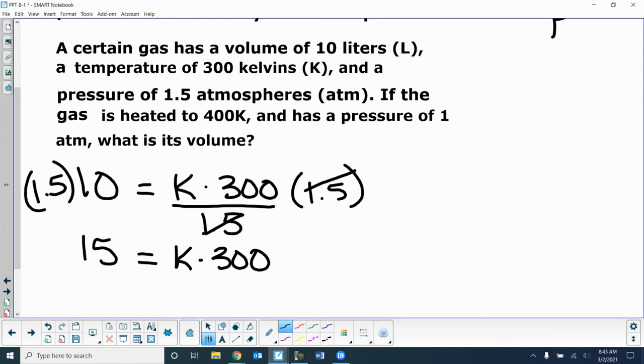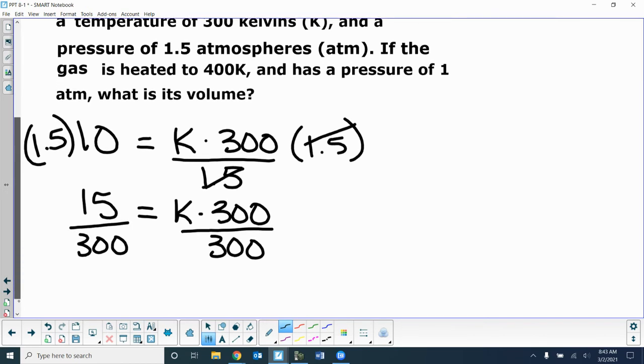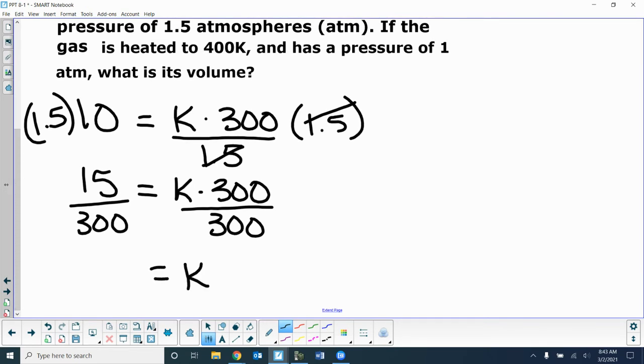I don't know what K is yet. What do I have to do? Right. You guys know how to solve equations, right? So what is that? 1/20th? Isn't 20 times 15, 300? Yeah. All right. I'm not sure what decimal that is. What is that? 0.05, yeah. So you could use that also if you want.